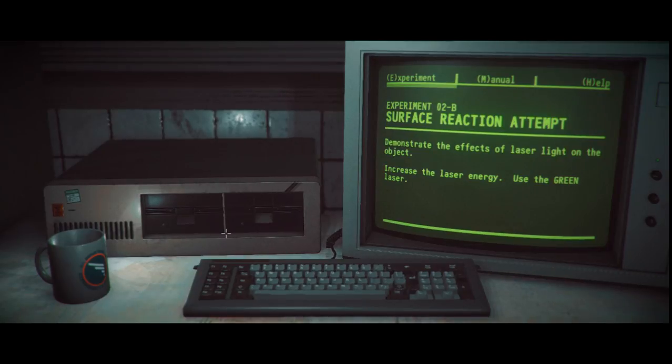Experiment 2B. Surface reaction attempt. Demonstrate the effects of laser light on the object. Increase laser energy, use green.